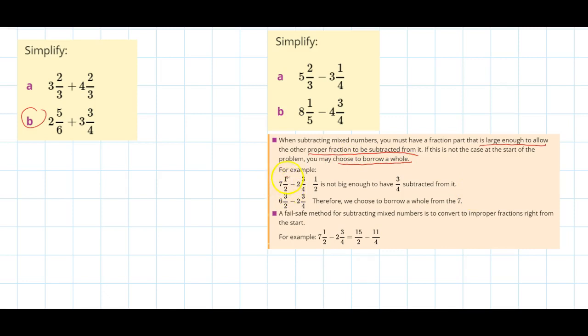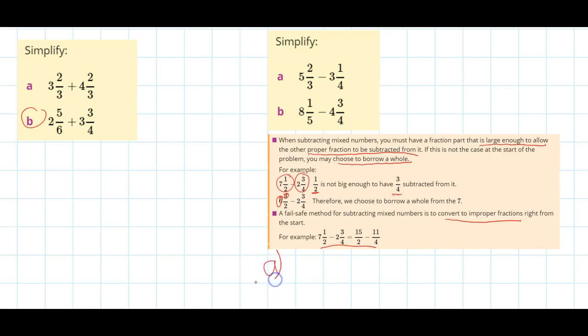So for example, I have 7 1/2 minus 2 3/4. Now we know that a half is not big enough to have 3/4 subtracted from it, because 3/4 is too big. So what you do is borrow from the whole and add it in here. So you borrow from the whole to make the fraction bigger, so then you can subtract. Another fail-safe method for subtracting mixed numbers is to convert to improper fractions right from the start. So again, method 1 is very helpful, particularly with subtraction. So convert it to improper fractions. Now let's look at what these examples look like.